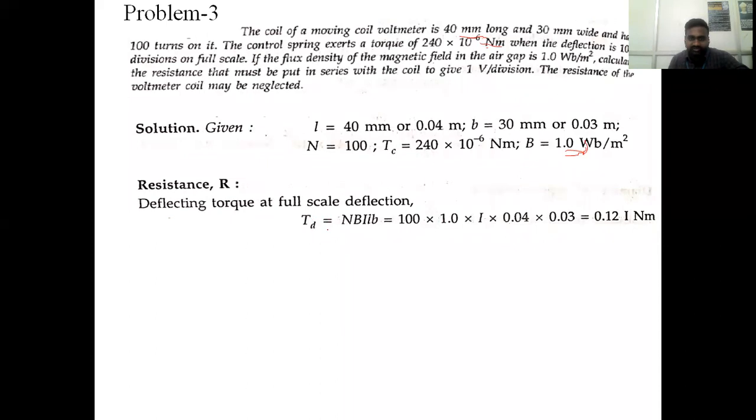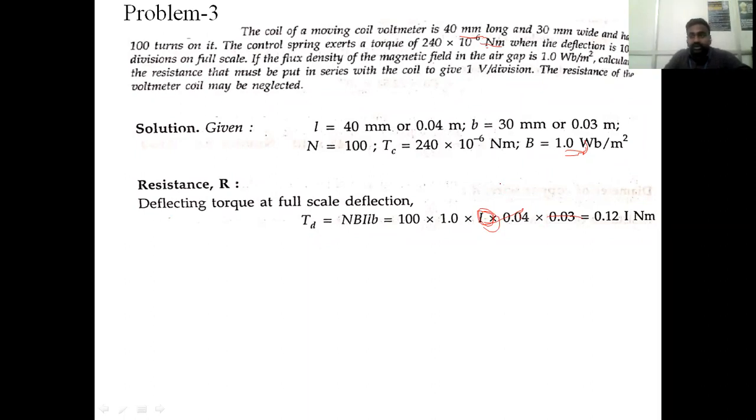Deflection torque T suffix D is equal to, what is the formula of deflection torque? T suffix D is equal to number of turns N into B into current into length into breadth of the coil. I substituted the value of N, the value of flux density, the value of current, the value of length and breadth, and I calculated the deflection torque. But I don't know how much current is flowing. We need to calculate the current here.